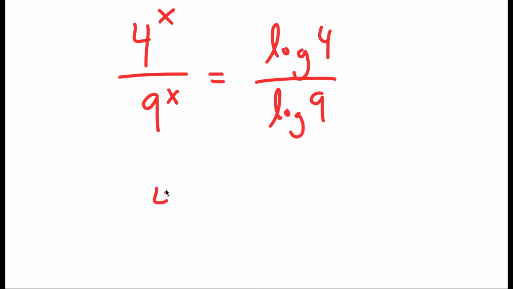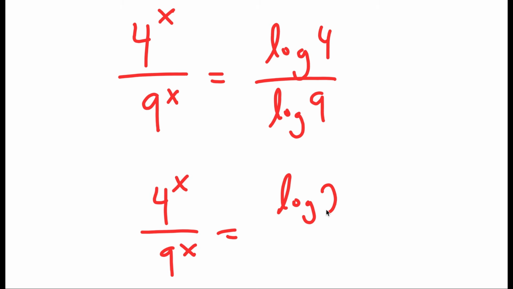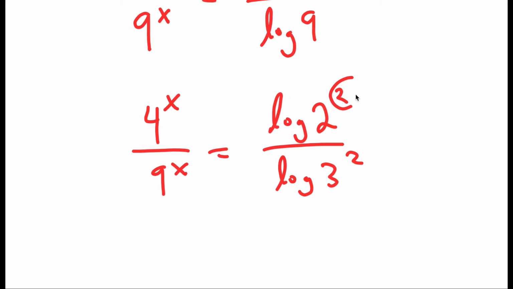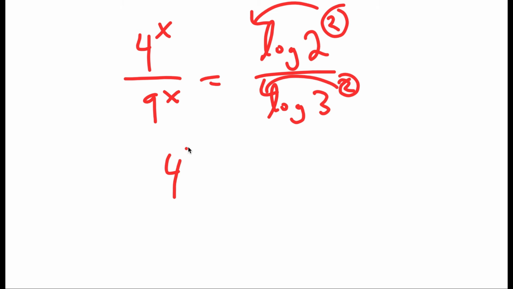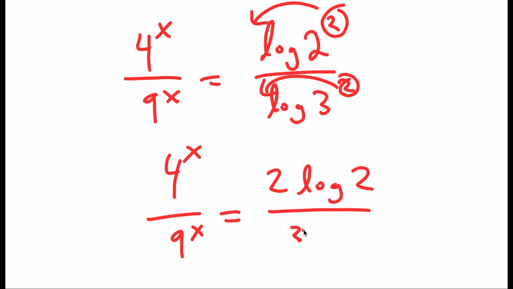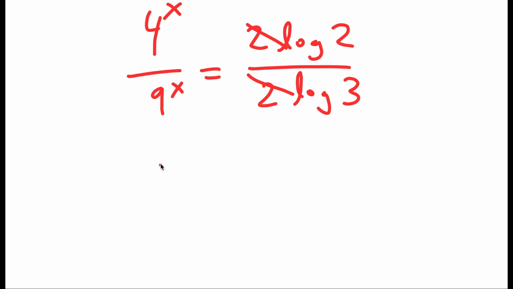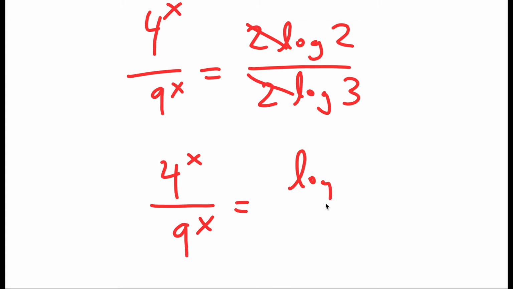Now log 4 is the same thing as log of 2 squared. And log 9 is the same thing as log of 3 squared. So I can move 2 to the front on both, and I get 2 times log 2 over 2 times log 3. So now I'm going to divide both sides by log 2, and I get 4 to the power of x over 9 to the power of x is equal to log 2 over log 3.